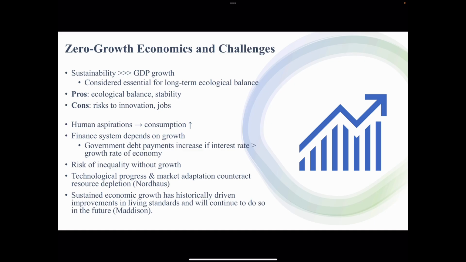Technological progress and market adaptation counteract resource depletion, which is what William Nordhaus, the Nobel Prize winner, once noted. And Angus Maddison, who has studied living standards historically since probably the year 1000 or even beyond, argues that sustained economic growth has historically driven improvements in living standards and will continue to do so in the future.